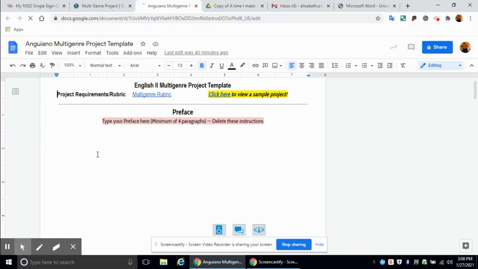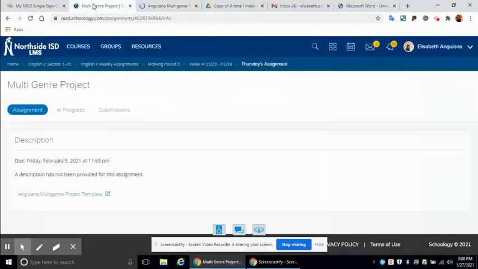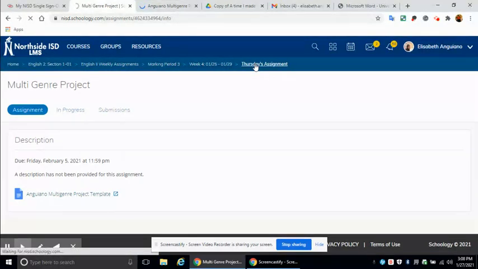But hope this was helpful. Again, everything that you are going to need to be successful with this project is in this specific folder.